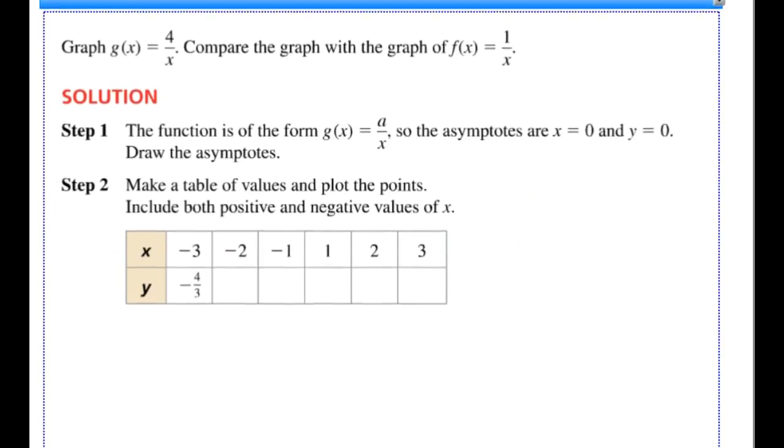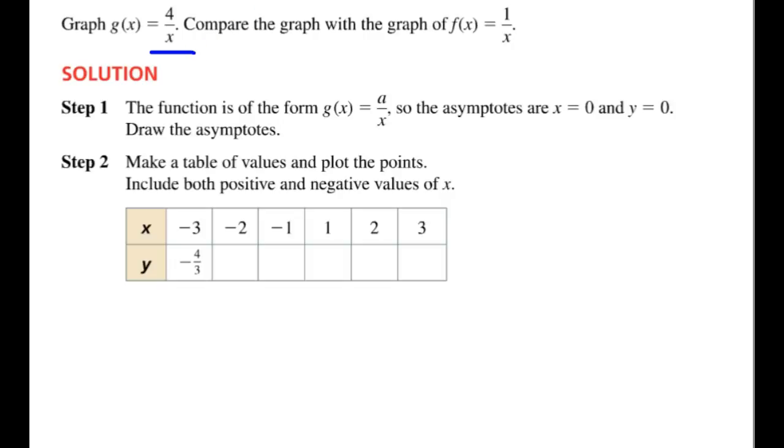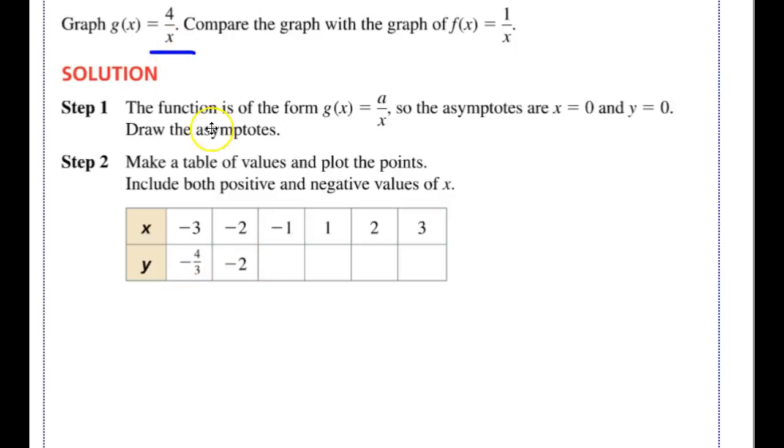The second step is I make a table of values, right? I pick some numbers near 0. I don't want to pick 0, right? Because that would mean I'm dividing by 0, which is not possible, and that I know is one of my asymptotes. So I pick some numbers to the left of 0 and some numbers to the right of 0, and then I plug those in. Here's my function, 4 over x. So when x is -3, my value is -4 over 3. When x is -2, there's my value. I just plug those values in and find my numbers.